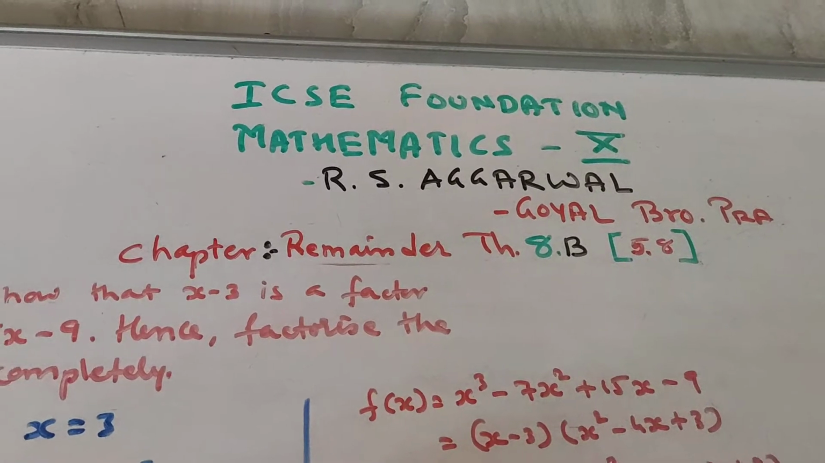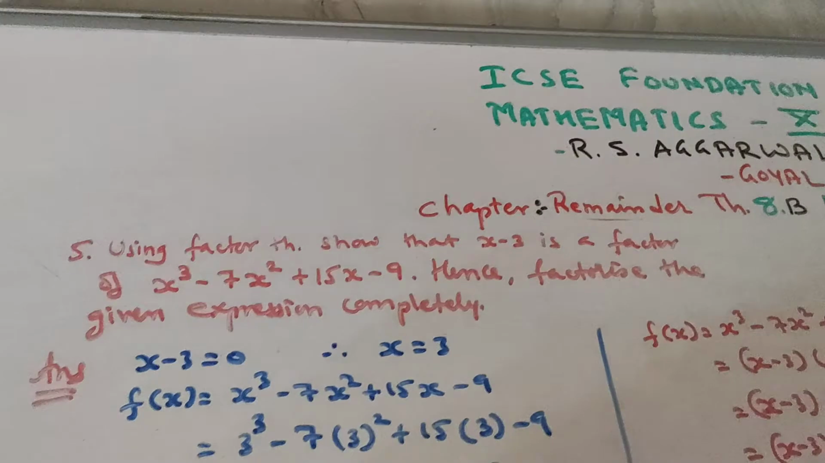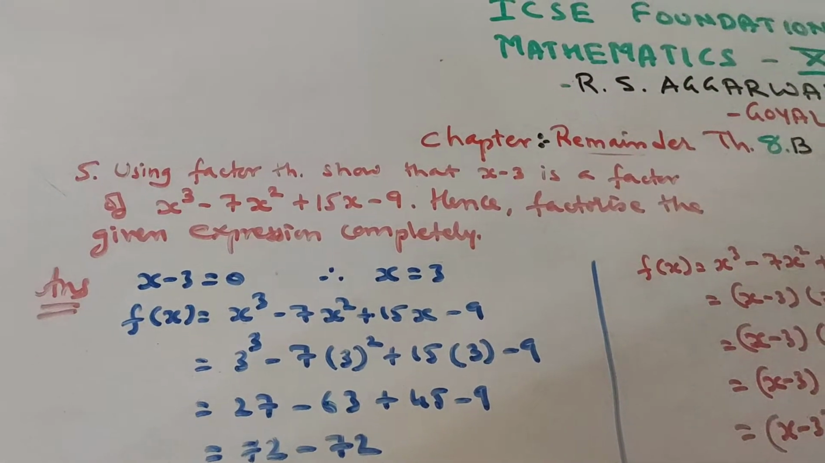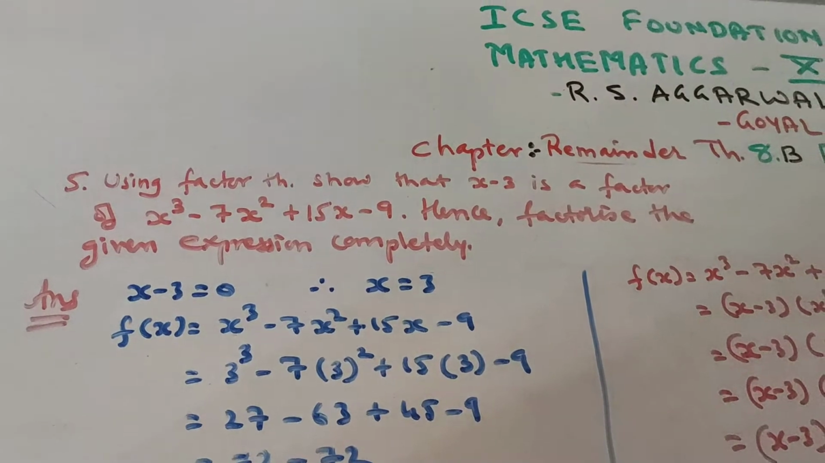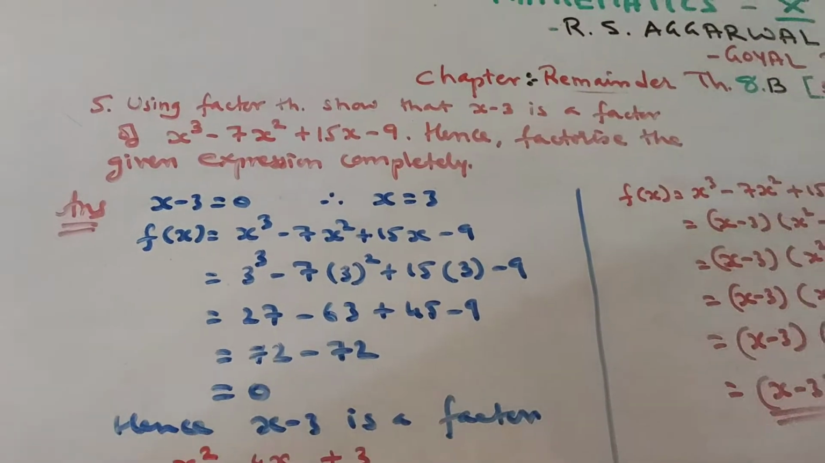We are solving exercise 8b, episode 5.8. We are with sum number 5. From sum number 5 to sum number 10, all the sums are of the same type: show that the term is a factor of a given polynomial, and afterwards they are asking you to factorize. This question is of 3 marks.